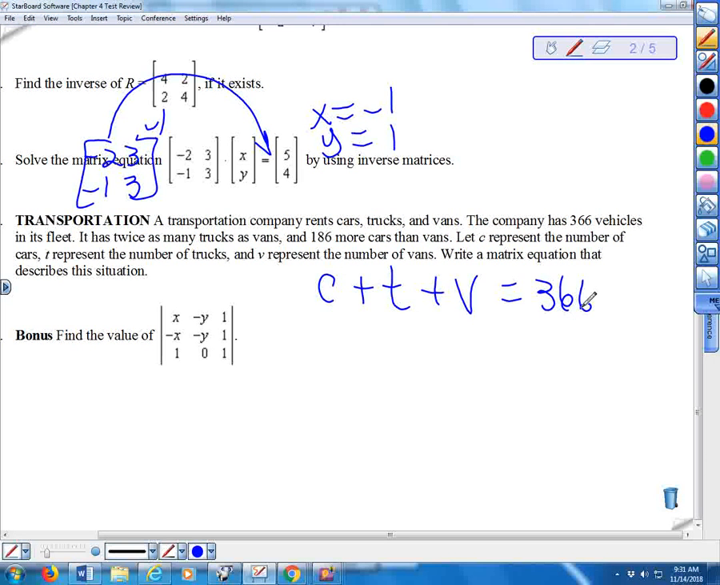Okay? I'm going to need 3 equations. I have 3 unknowns, so I've got to have 3 equations. So my next equation says twice as many trucks as vans. To get this straight, this is what I always do. If I had 10 vans, how many trucks would I have?